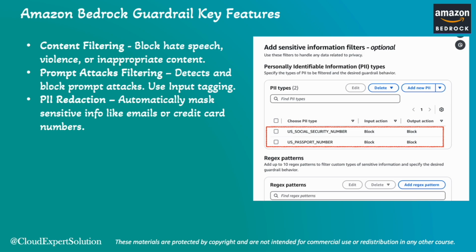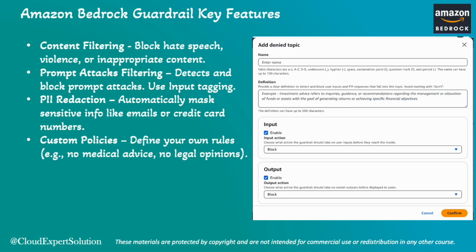Next is PII redaction. You can automatically mask sensitive information like email, credit card information, US social security numbers, passport numbers, name, or any PII data you want. You can also configure custom policies. You can define your own rules, for example no medical advice, no legal opinions, or you can block any particular topic or deny a topic that you don't want your AI model to generate.